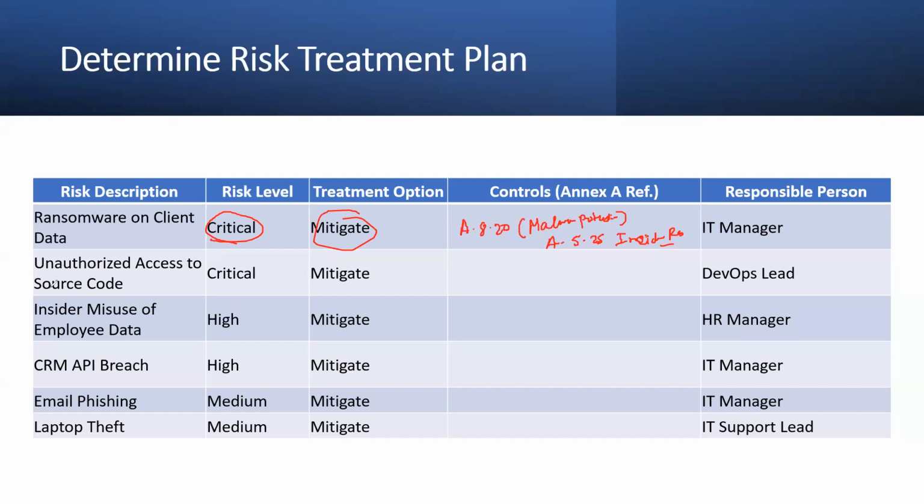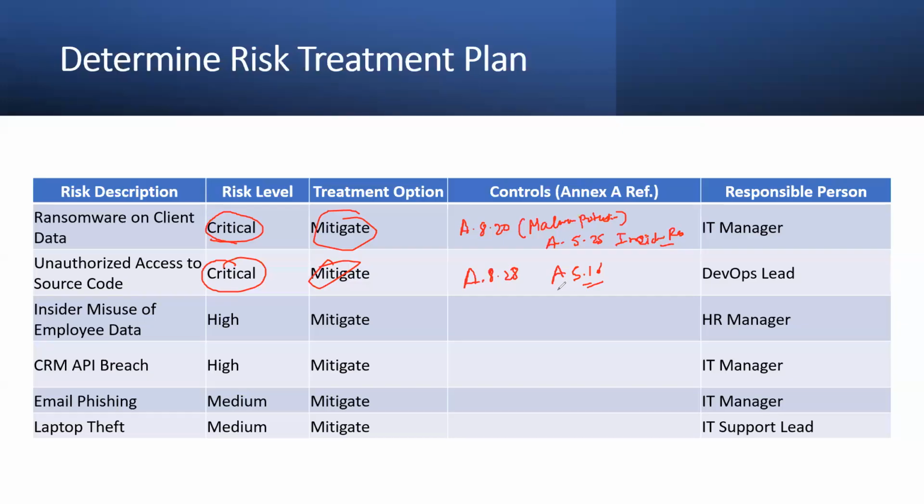Then we have unauthorized access to source code. Again, the risk level is critical. This needs to be mitigated as soon as possible. Is there any control associated with the source code? Yes, we do have. There is a control talking about securing the source code, which we call secure coding. That control number is A8.28, secure coding. Then we have one more control on identity management, A5.16. We can apply this control as well.